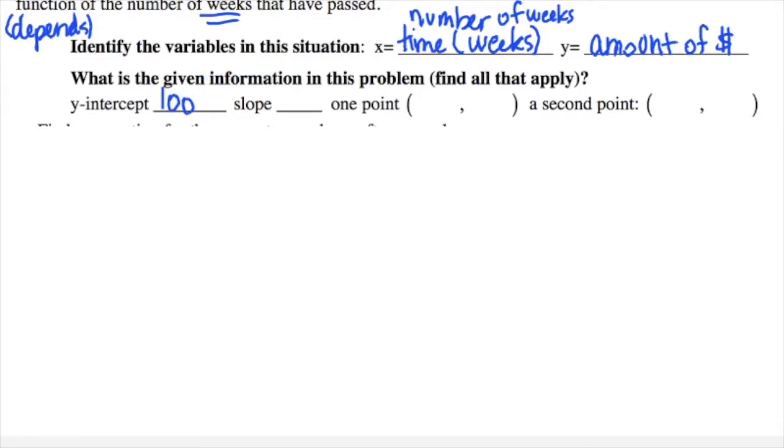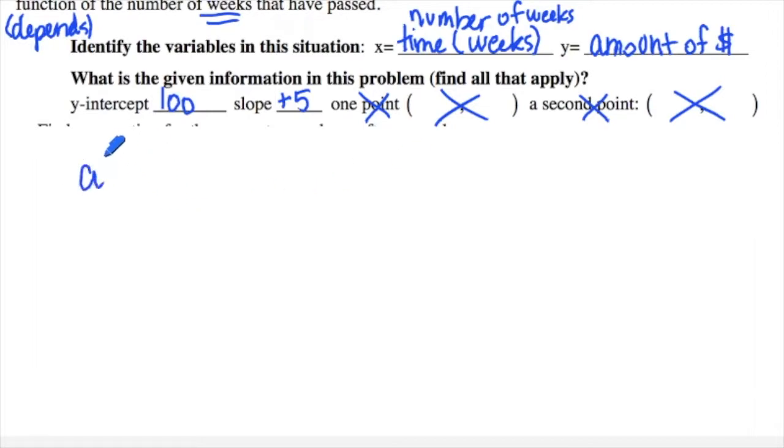And each week, how much are they adding? We're adding $5 per week. So we have a positive slope of 5. We don't really have a first point. We don't really have a second point. We're just going to go ahead and write this equation in slope-intercept form.